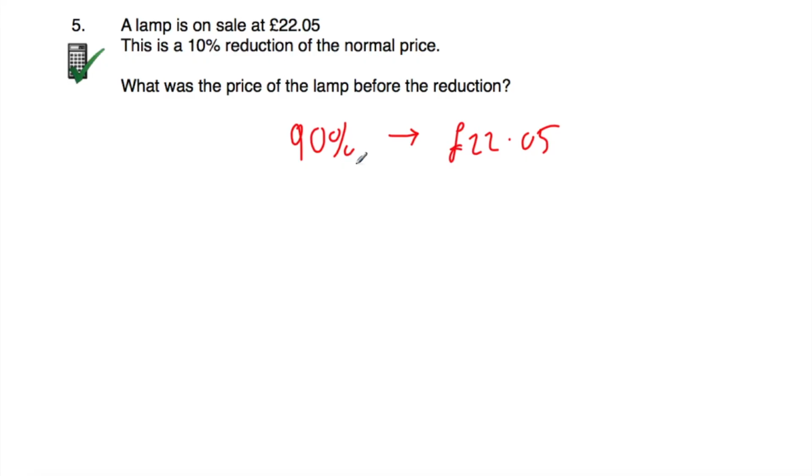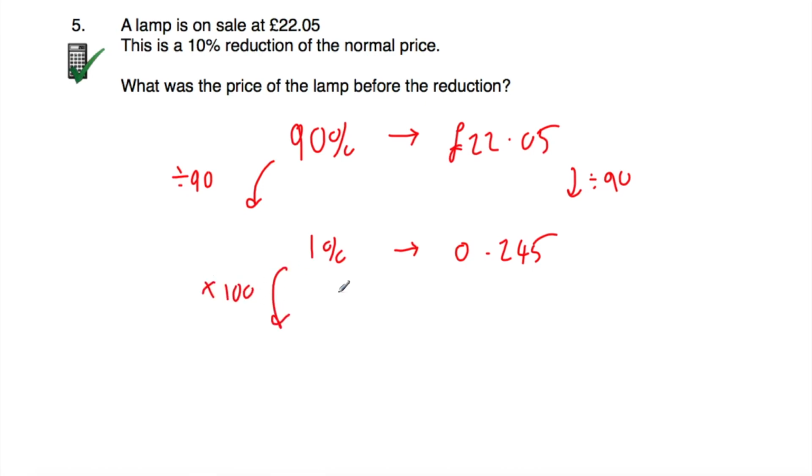That's 100%. So what we're going to do is divide both of these by 90 to begin with. And this is great, it's a calculator question, so that's nice. So 90 divided by 90 is equal to 1%, and then £22.05 divided by 90 is equal to 0.245.